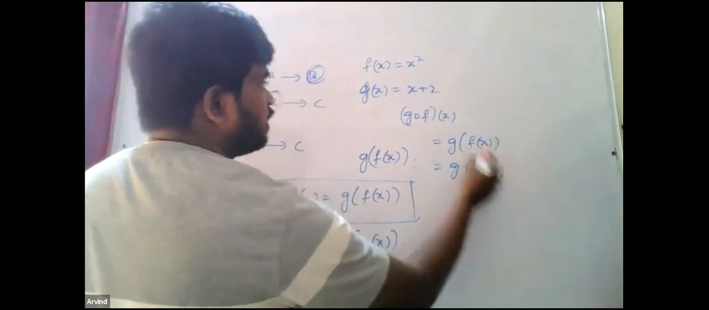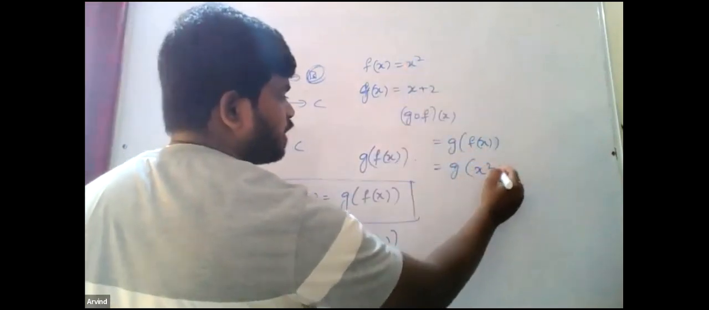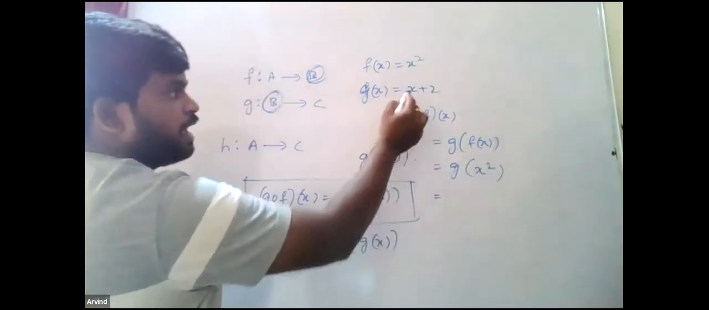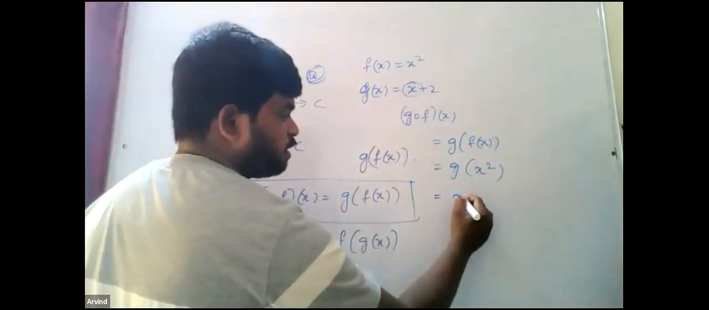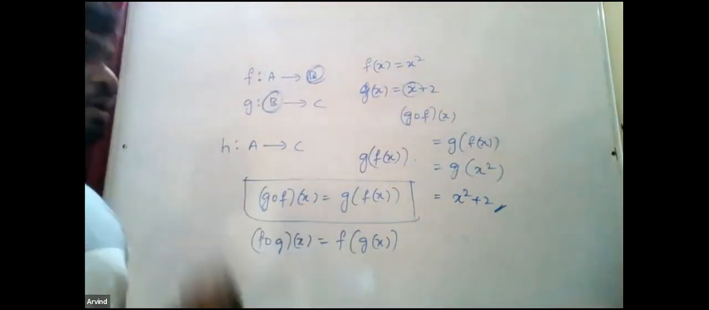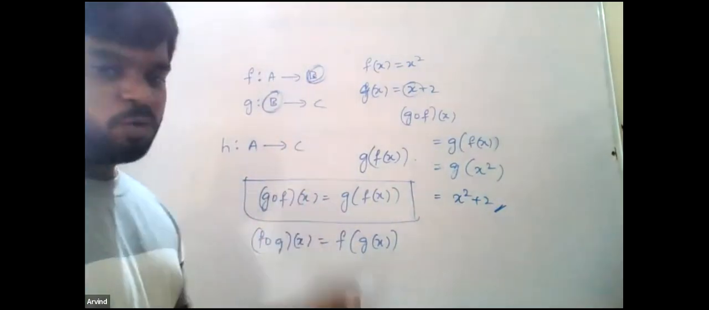So f of x is x square. So g of x square, meaning wherever there is x, we have to put x square. So it will become x square plus 2. That is your g circle f of x. You would have solved many problems. There is one rule here.